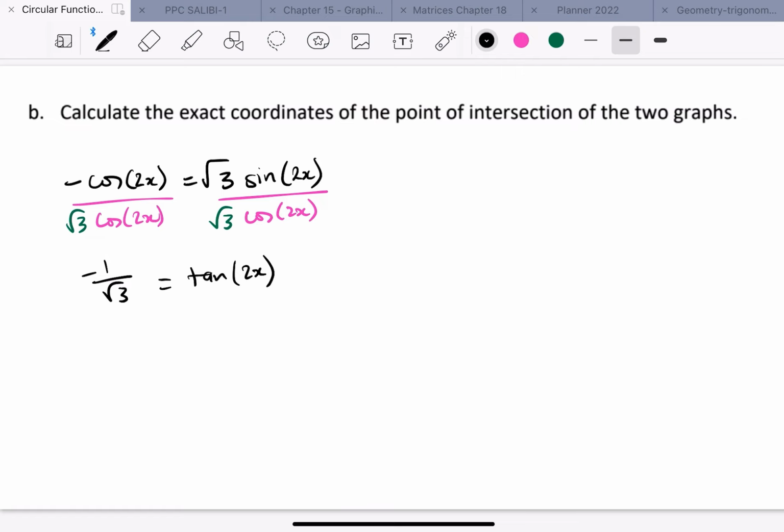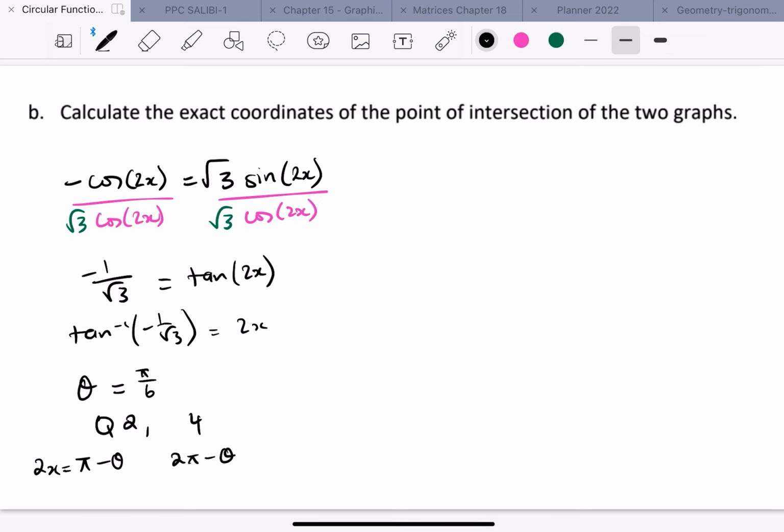Now, why is that so important? Because here is where we just solve our normal functions, or our normal angles. So if I take the tan inverse to the other side, this is where I start talking about my base angle, which is tan of what gives me 1 on root 3, which would be pi on 6. I would talk about the fact that tan is negative in both quadrants 2 and 4, and that's pi minus theta, that's 2 pi minus theta, that's what 2x equals to, and you would find all your angles and so on, and you can solve for x quite easily.